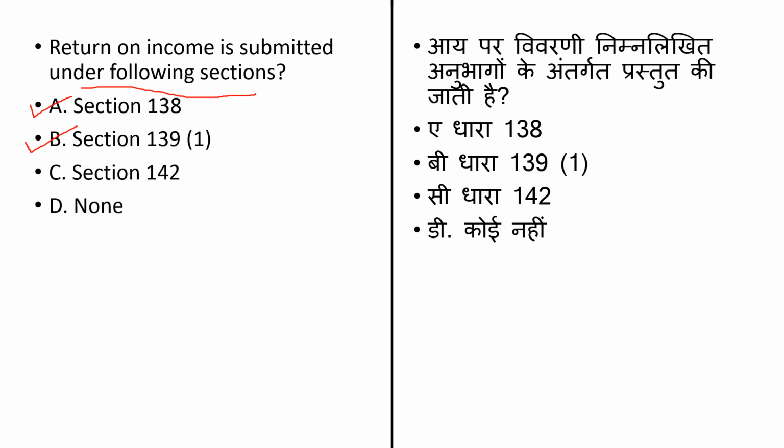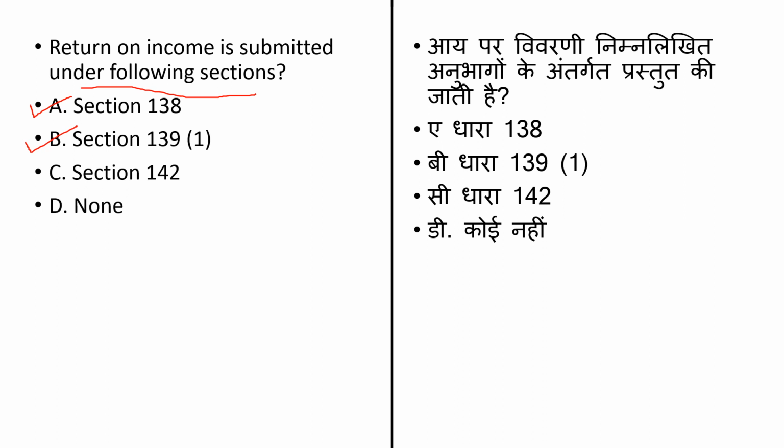So here the key subsections of Section 139: Section 139(1) is for mandatory or voluntary returns. Section 139(3) is for filing the income tax return in case of a loss. Section 139(4) is for the late income tax return. Section 139(5) is for the revised return.